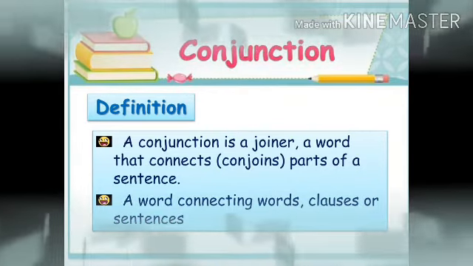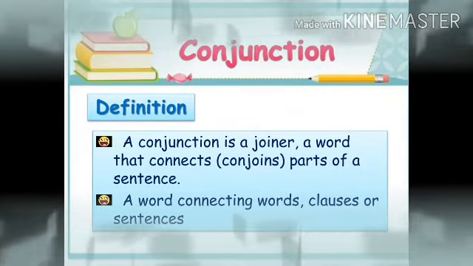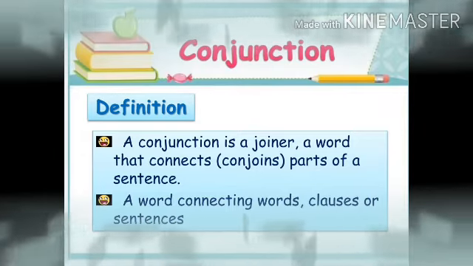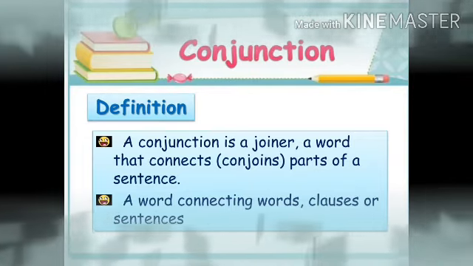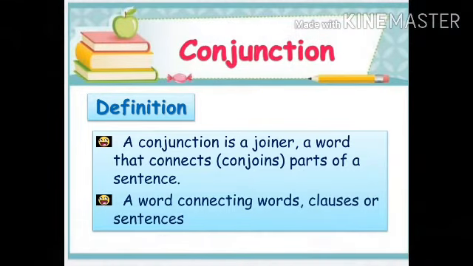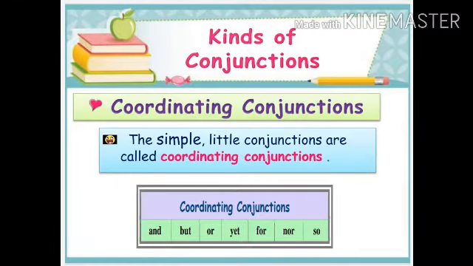Children, see here, conjunction. Definition of conjunction: A conjunction is a joiner, a word that connects or conjoins parts of a sentence. A word connecting words, clauses, or sentences. And see here, kinds of conjunction.